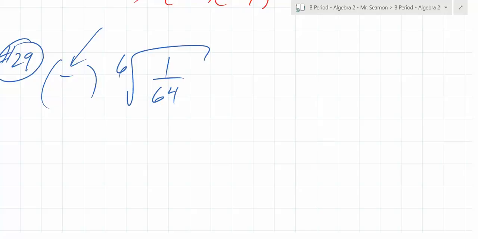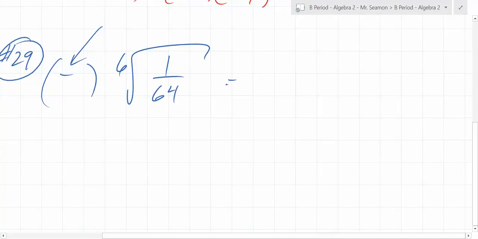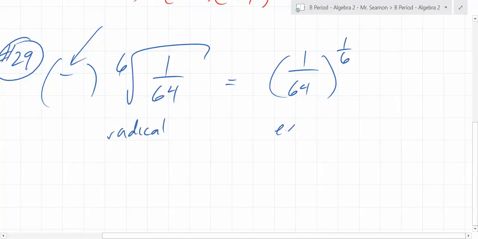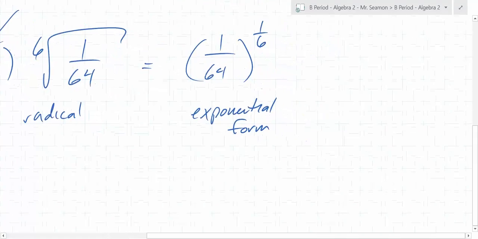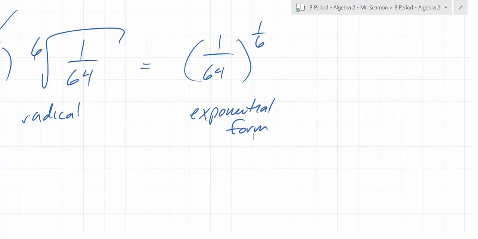What does that 6 mean? That 6 means we're looking for something that multiplied by itself 6 times equals 1 over 64, right? So you could write it in radical form. You could do it like this, which is equal to the 1/6. If you want to rewrite it that way, that's fine. This is called radical form, and this is called exponential form. Radical and exponential form. So really what you're looking for is a number that multiplies by itself 6 times to get 64. What is that number?